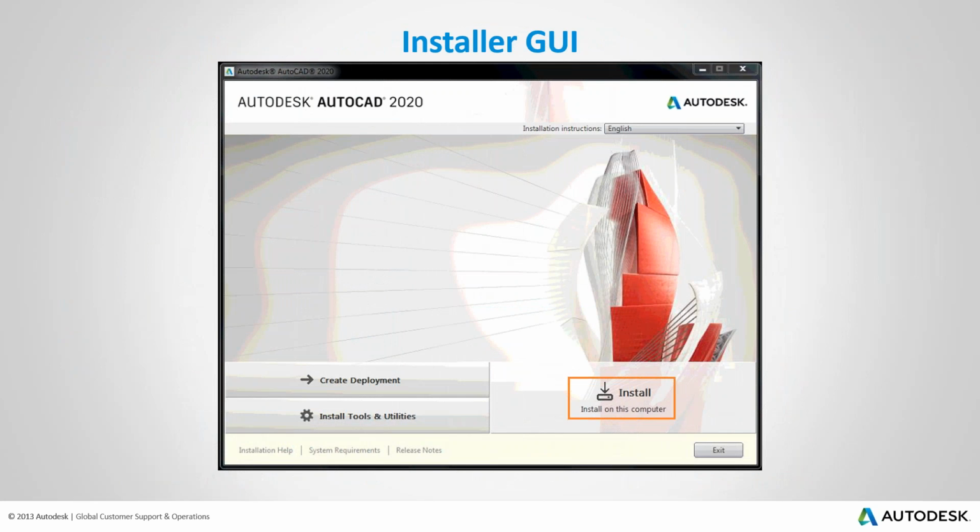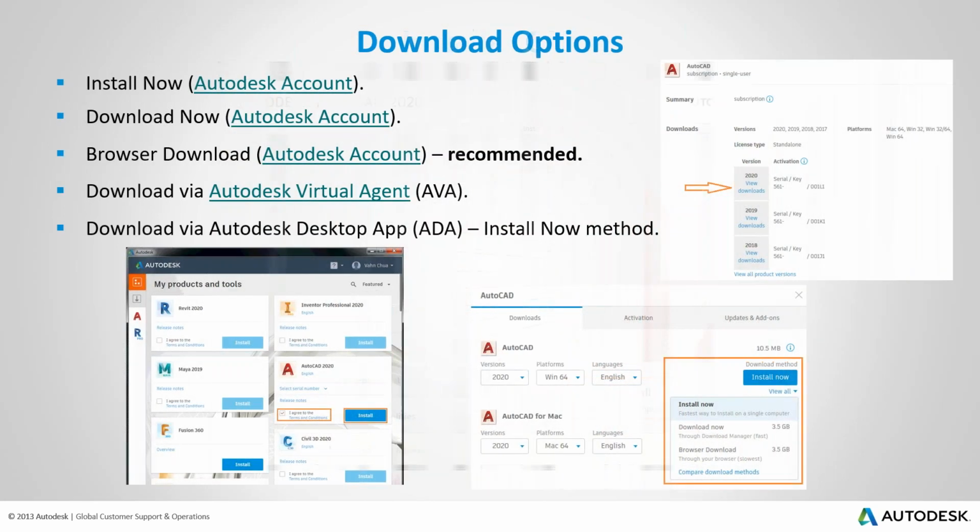All right, before installations, we'll move into the download choices that you can get from your Autodesk account or from our online resources. Here are some of the download options, such as install now, download now, browser download, or you can even download from our virtual agents or Autodesk desktop app. So the first three options, you can get them in your Autodesk account page.